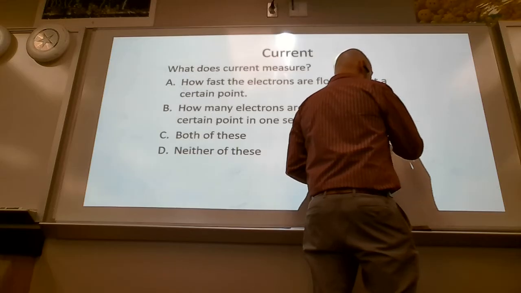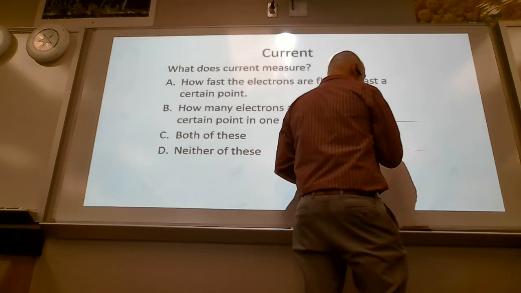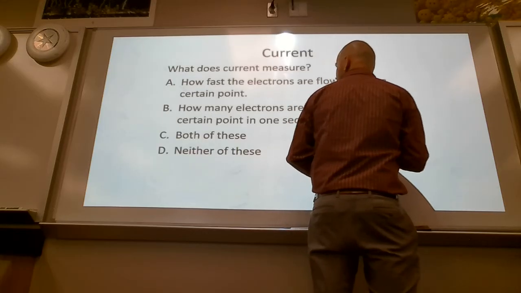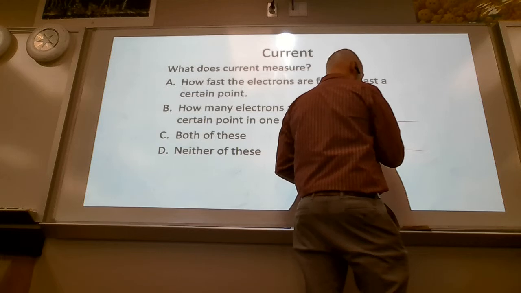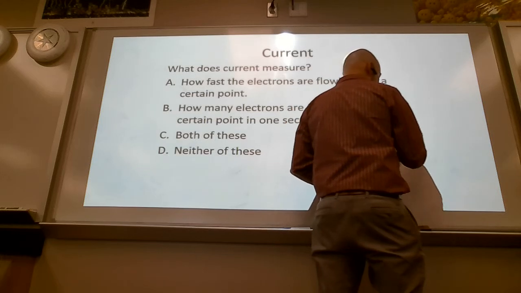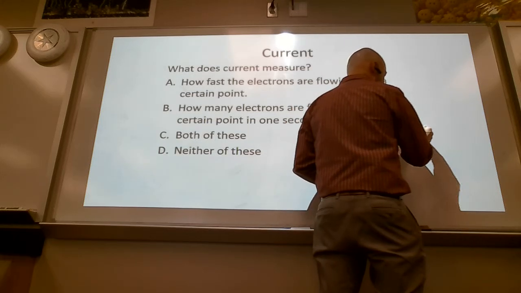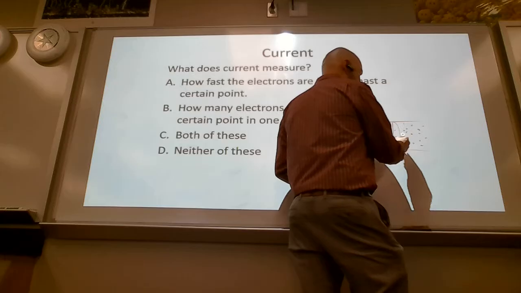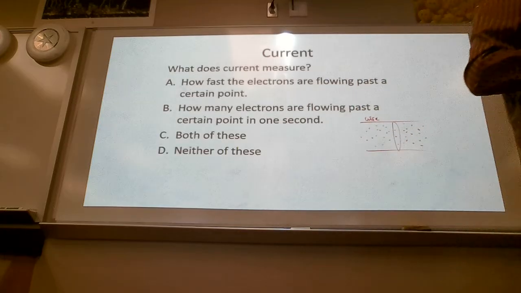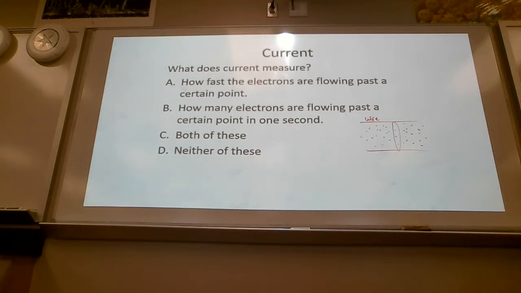I'm just going to tell you this one. Correct answer is B. Beautiful butterflies. What current measures is how many electrons go by a certain point in a wire every second.